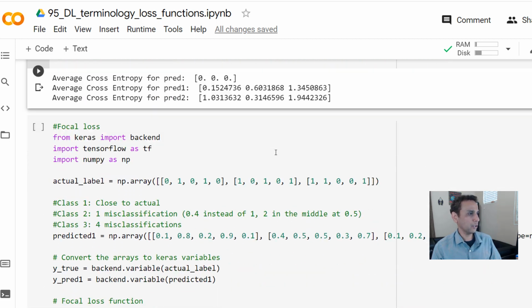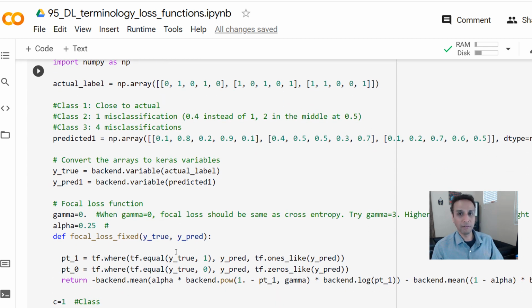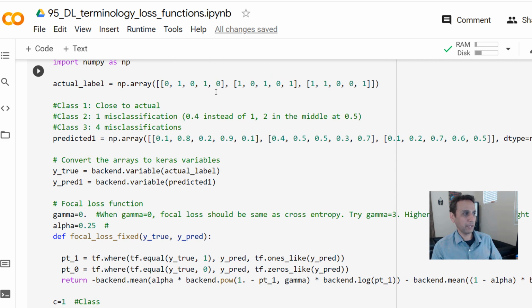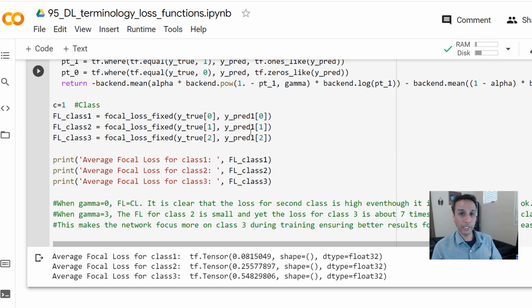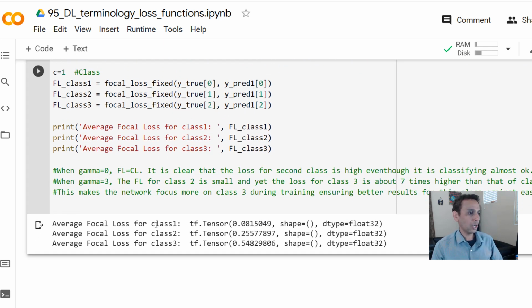So now let's actually go down to focal loss. And again, we have written a few lines of code for focal loss here. Example is going to be pretty much the same, except let's only focus on PRID 1 to make sure we're not confusing too many things. Prediction 1 is the same as we have used earlier. So let's go ahead and run this. And again, you can go through the code at your own time. But let's just look at the focal loss for class 1, class 2, and class 3.